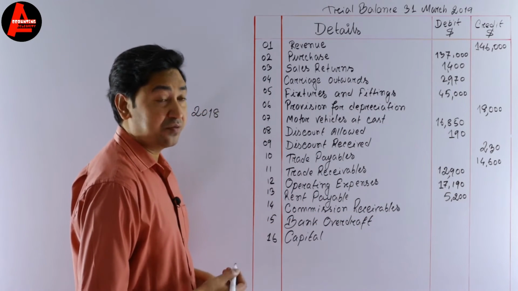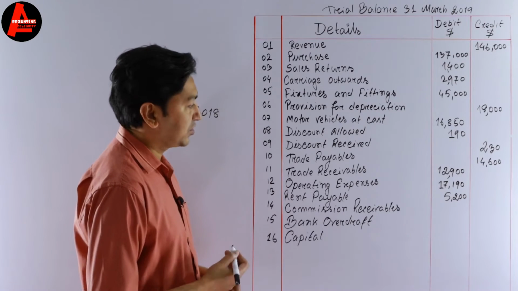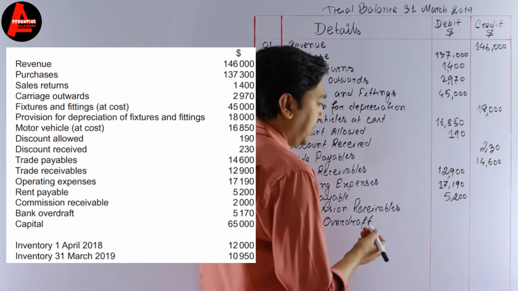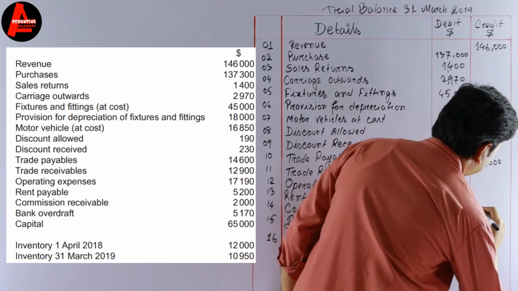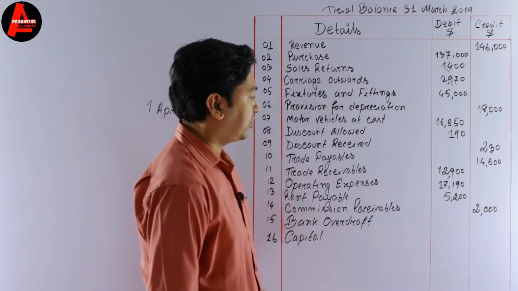Then you have here commission receivable. This will be income. Okay, future income. So incomes have credit balance. So let us write on the credit side. The amount is here $2,000. Okay, very good, we entered this amount.